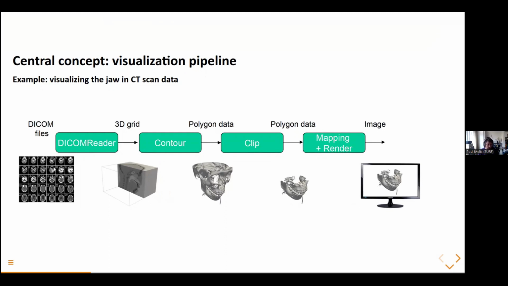In this case, we have a set of DICOM files, which is the file format that comes out of medical scanners. You read those DICOM files. These are the slices, in this case, from a CT scanner. The reader will then put those slices on top of each other, so you get a 3D volume or a 3D grid. By using what is called a contour filter, we extract a surface for a particular value. So in this case, we extract the skull or the bone from the scan data. Then apply a filter that's called clip, which simply removes part of the data. And then the final step is mapping and rendering whatever is in memory in terms of data onto the screen into an image. Well, that's a very straightforward pipeline.